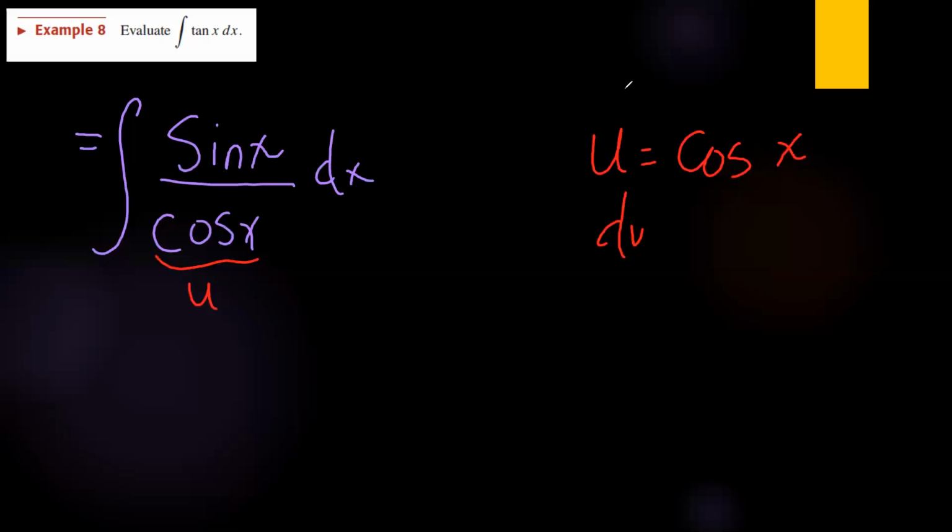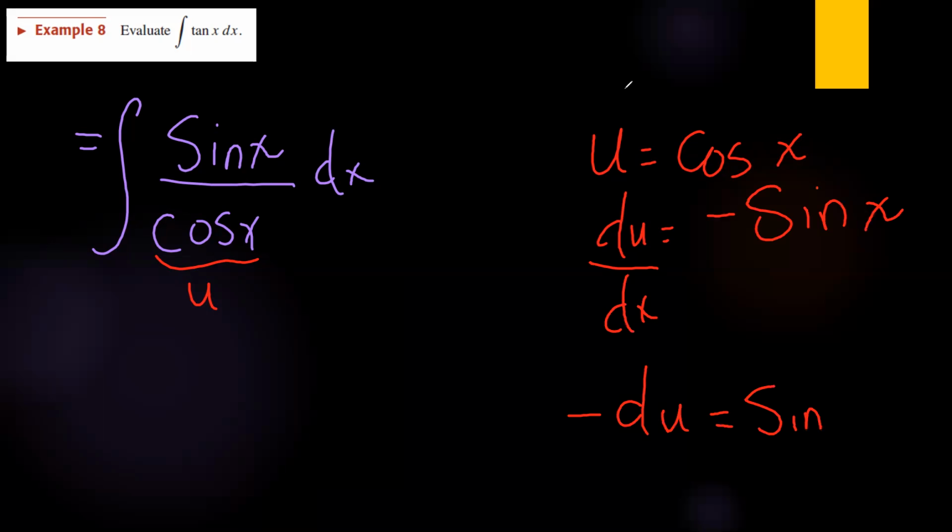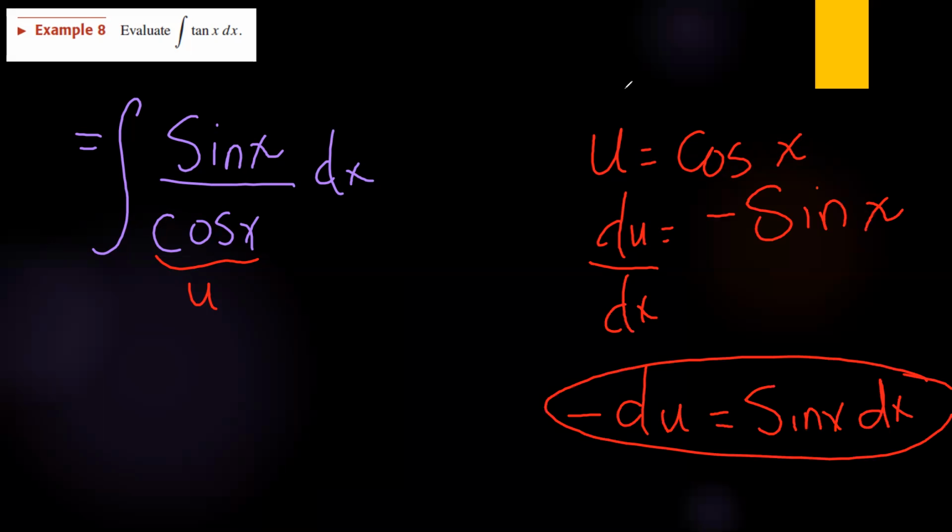So if this is u, then du will be. Now what is the derivative of cosine? Negative sine. So du over dx will be negative sine x. So du is, or negative du is sine x dx. Now let's replace sine x dx with negative du over u.